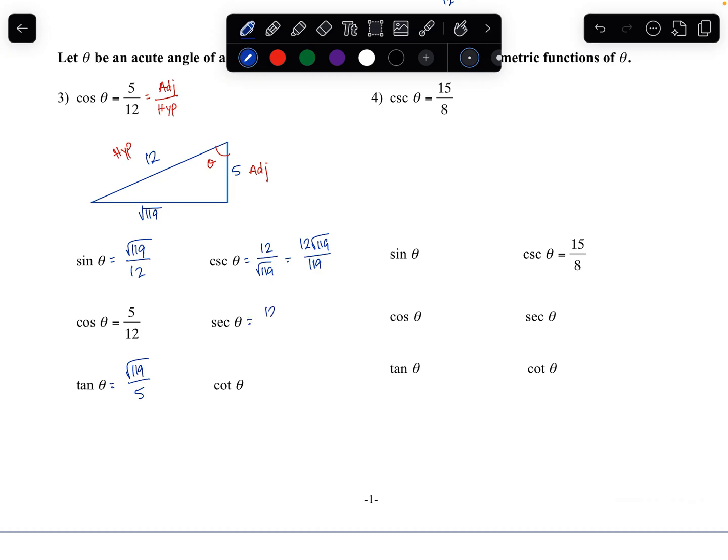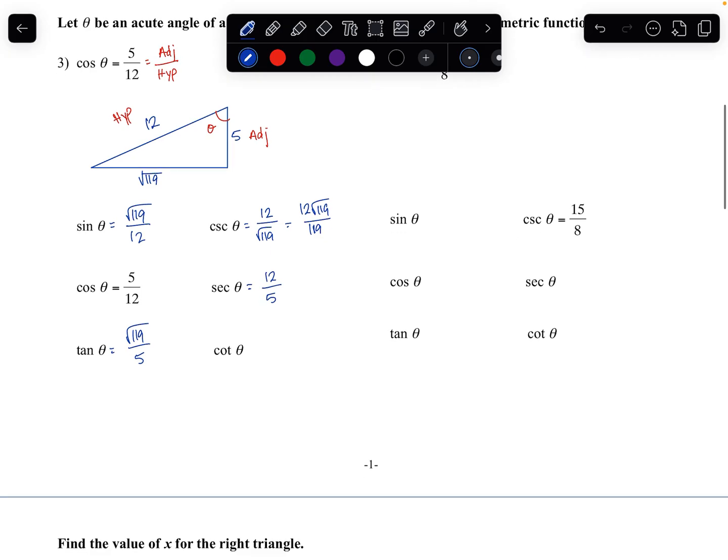Secant is going to be 12 over 5. Cotangent is going to be 5 over square root of 119, but I multiply the top and bottom by square root of 119, so that becomes 5 square root of 119 over 119.